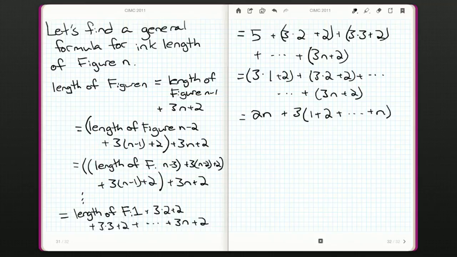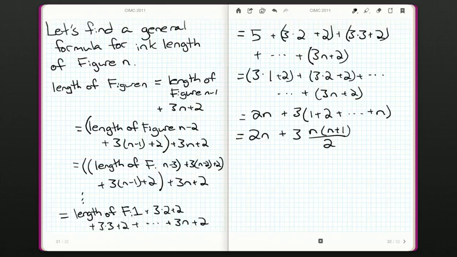Now this expression here, the sum of the numbers 1 up to n, has a nice formula. It's a common formula. It comes up a lot on contest questions. It is n times (n plus 1) over 2. Fantastic. So now, just in terms of n, we know the ink length of figure n. We've been able to express it in a nice closed form. None of this dot, dot, dot, no ellipses. We just have a final formula that we can use.